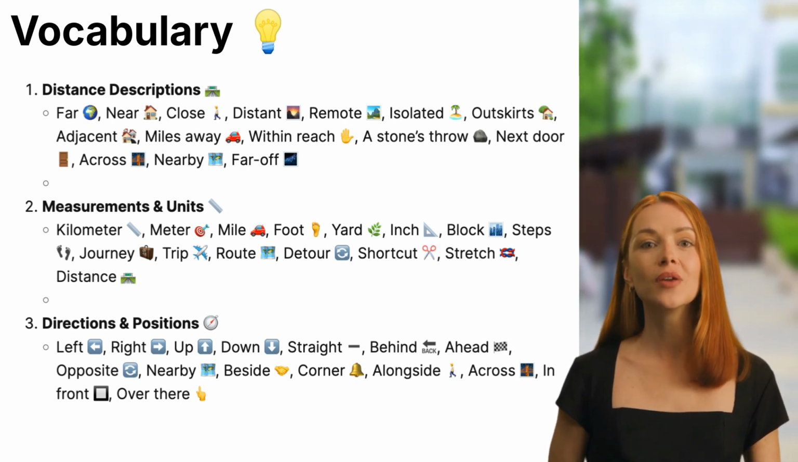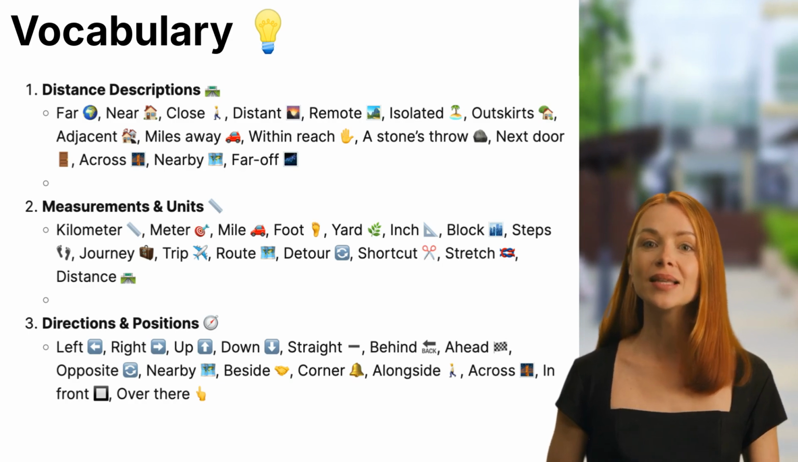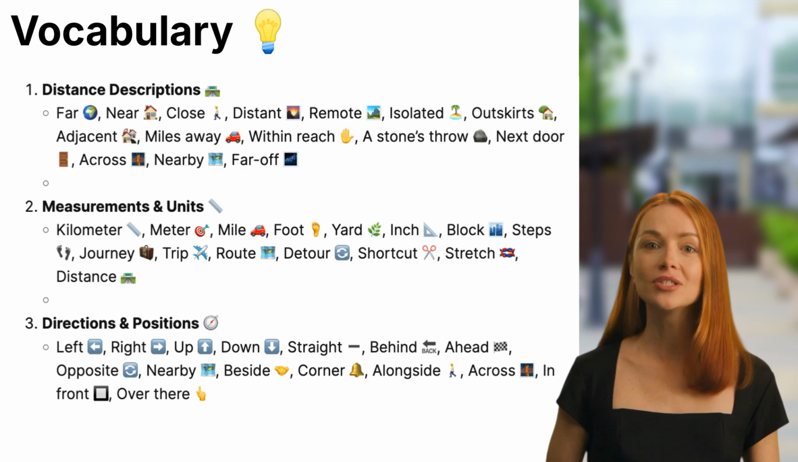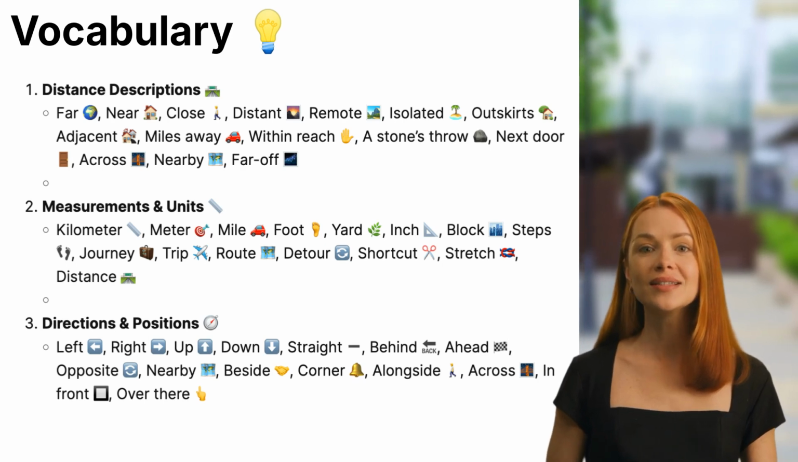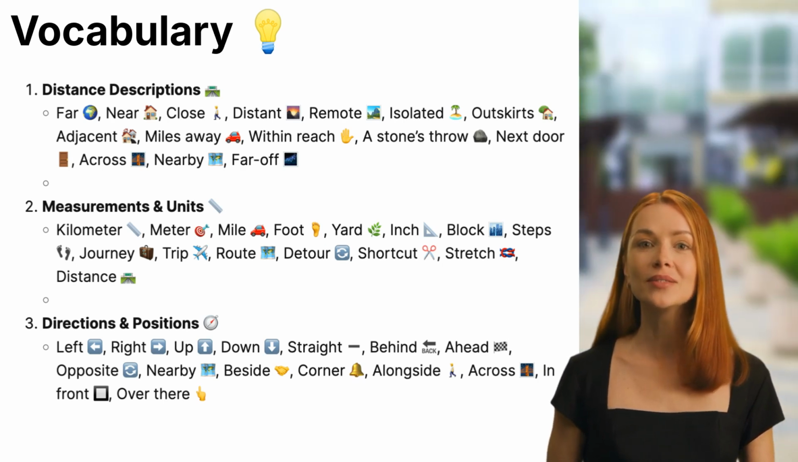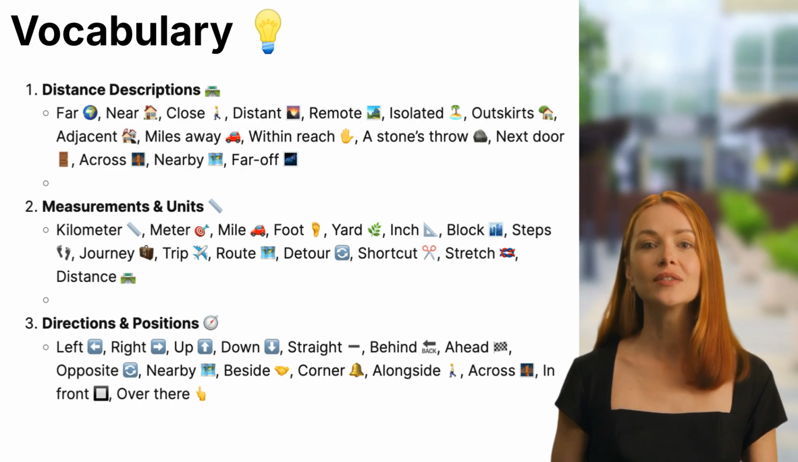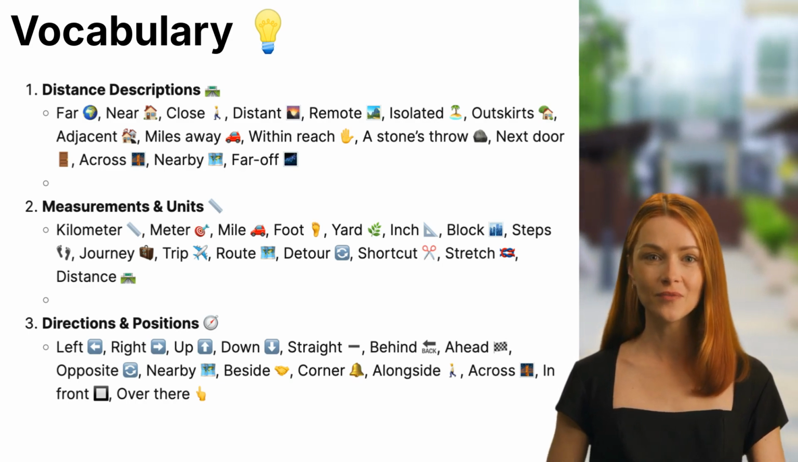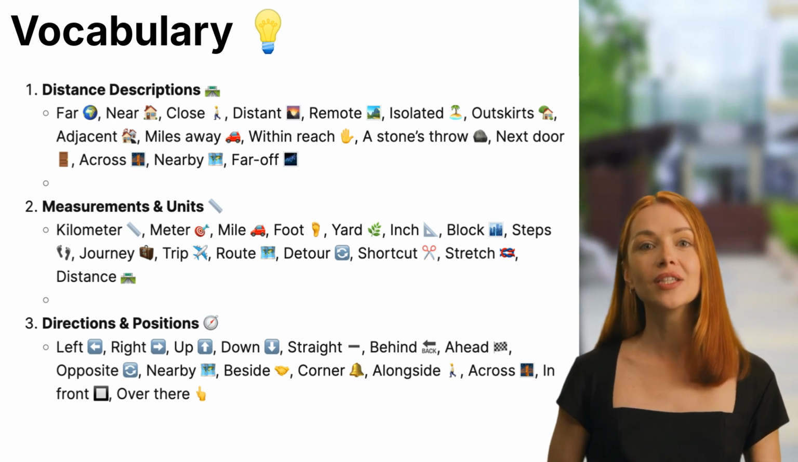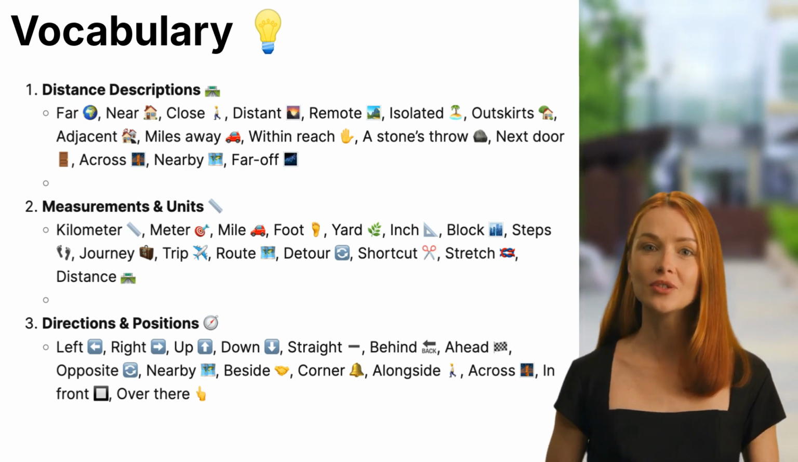Nearby, close to where you are. Beside, right next to something or someone. Corner, where the streets or lines meet. Alongside, next to, or parallel with something. Across, on the other side. In front, directly before or facing you. Over there, a short distance away, pointing to a direction.